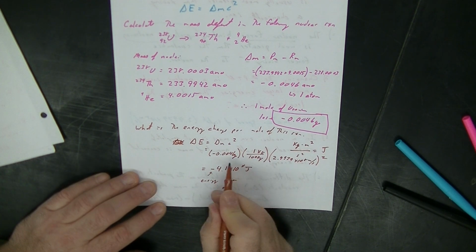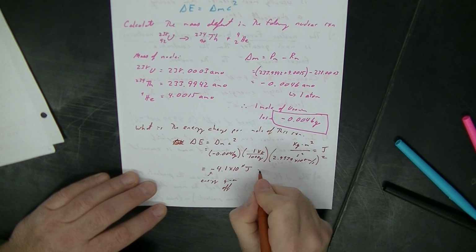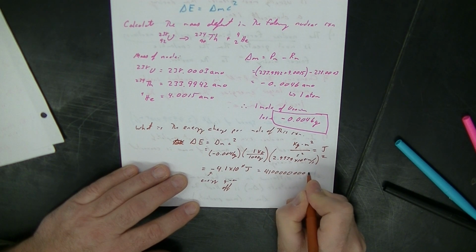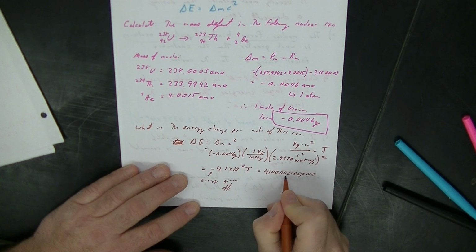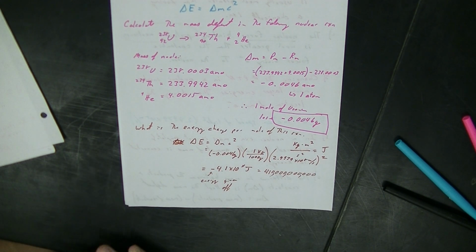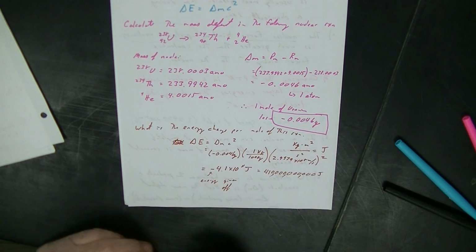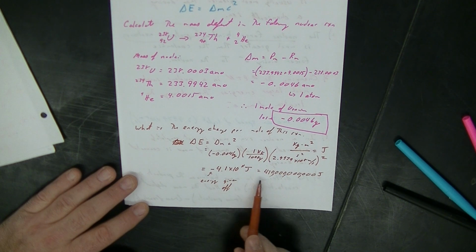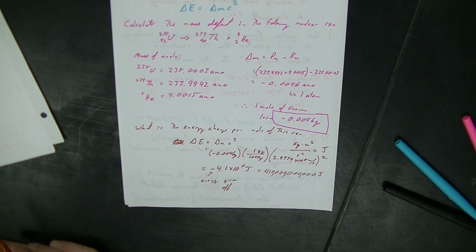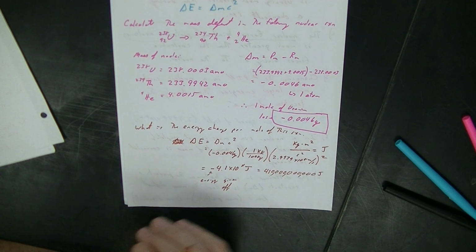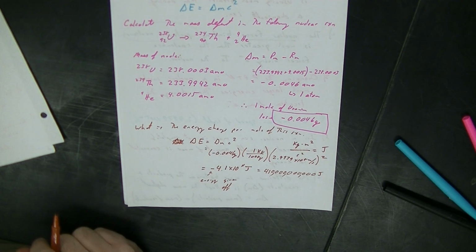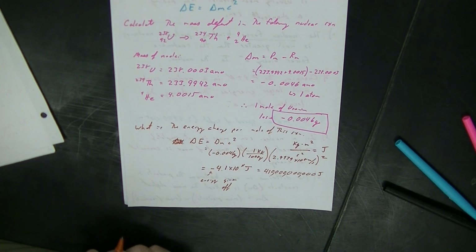Look how much energy that is. Just by converting this tiny, tiny amount of mass in a mole, this is how much energy we would get out from that mole. That's a huge amount of energy. That's why we have these nuclear power plants. They produce so much energy with such a small mass loss.